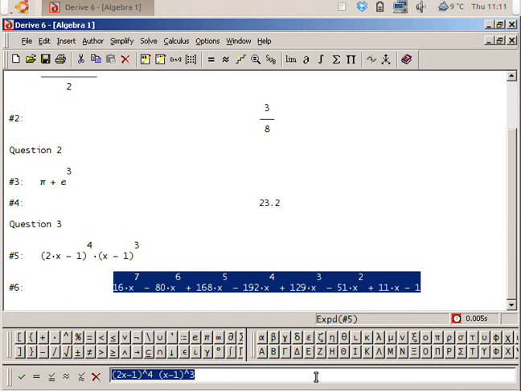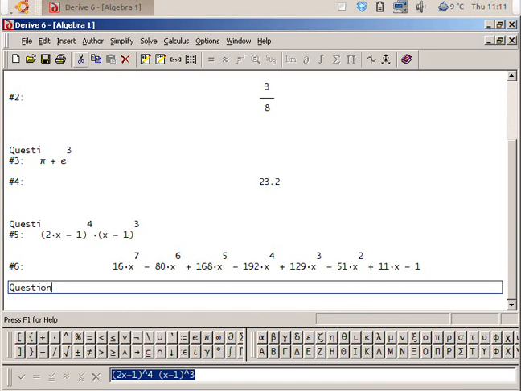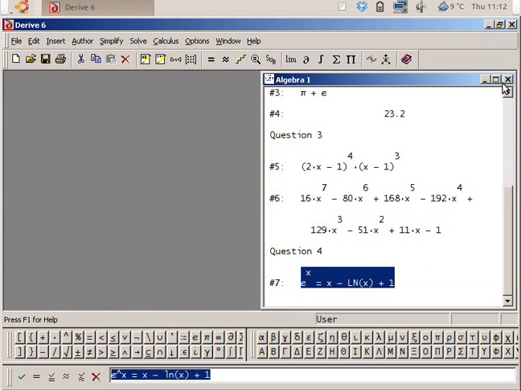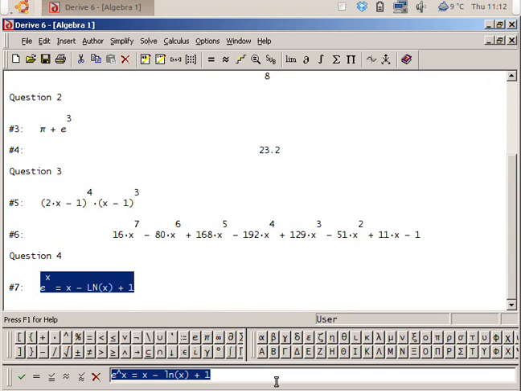So far, I think we all should have 3 out of 20, right? So number 4 now, it's getting a little bit trickier. Insert text object, question 4. So we have e power x equals x minus log x plus 1. It's ln log. Now we want to solve this.